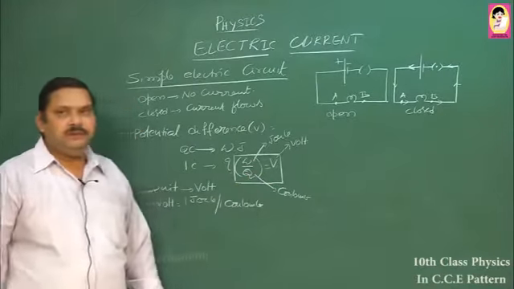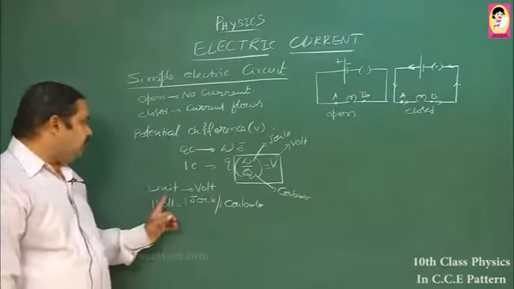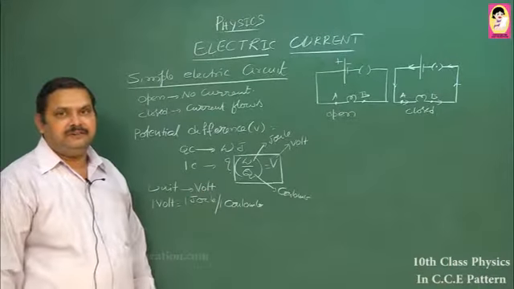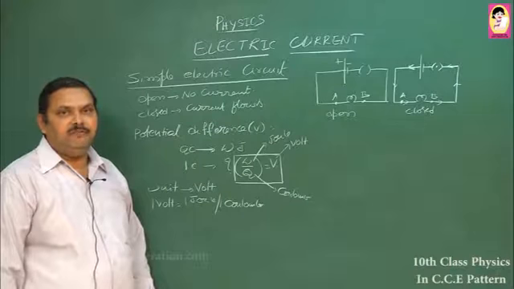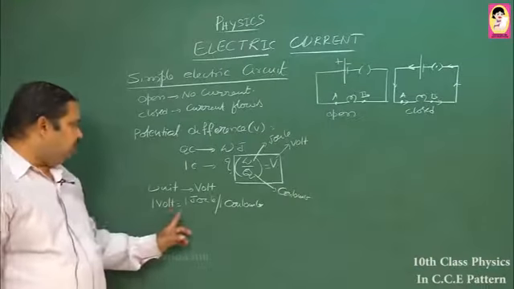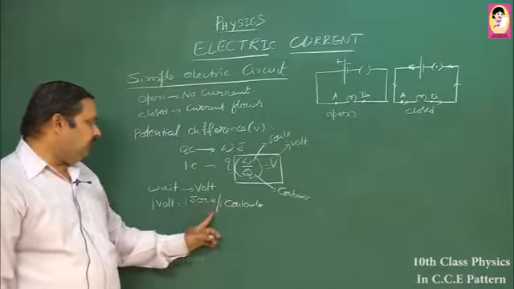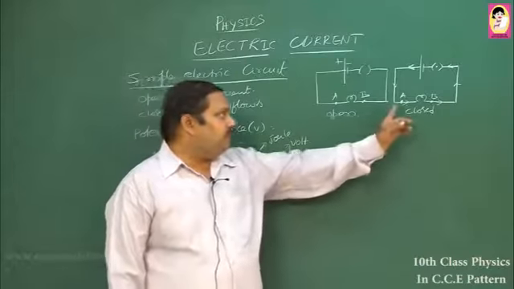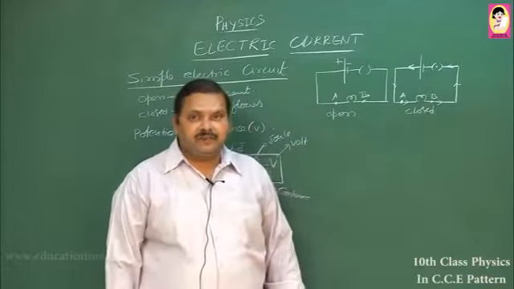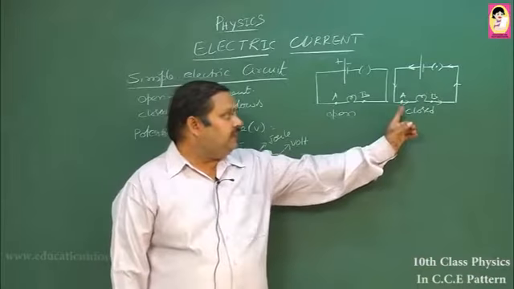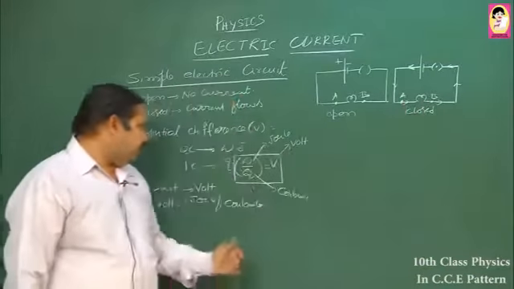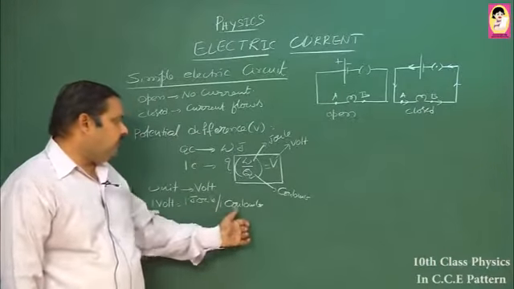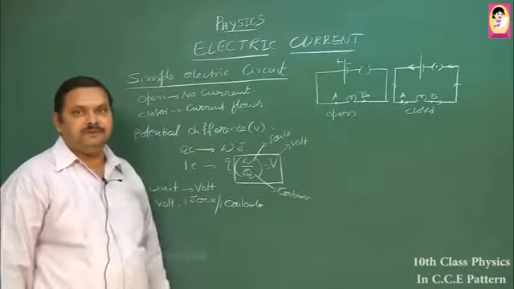And now let us come to the units of potential difference. The potential difference is measured in terms of volt. Volt is the unit of potential difference. Now let us come to the meaning of 1 volt potential difference. 1 volt potential difference is equal to 1 joule by 1 coulomb. That means to transfer 1 coulomb of charge from A to B, if the work done is 1 joule, then the potential difference between A and B is taken as 1 volt. So 1 volt is equal to 1 joule divided by 1 coulomb, and this is the mathematical expression for 1 volt.